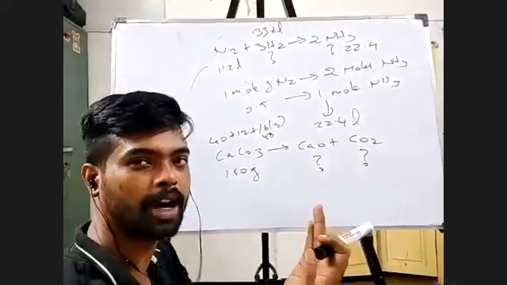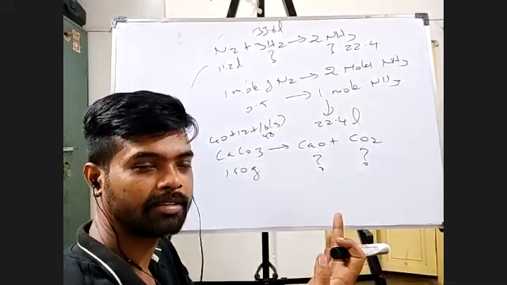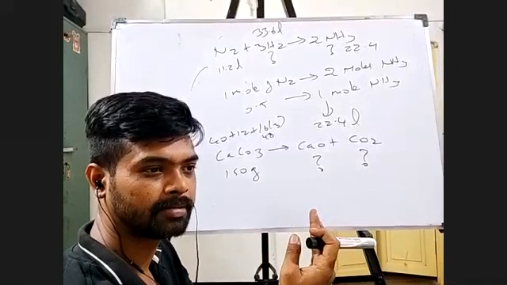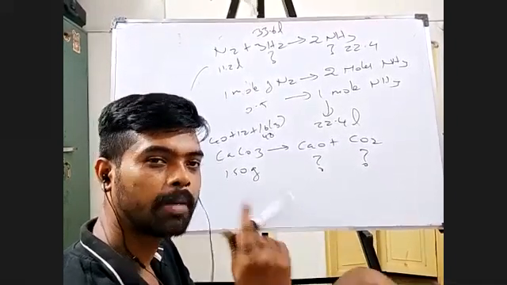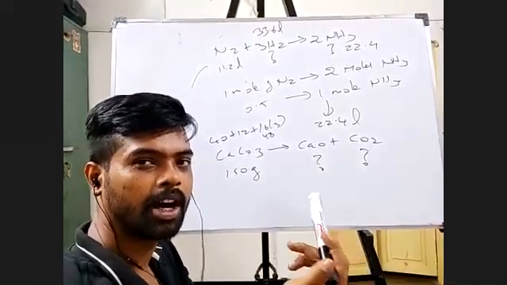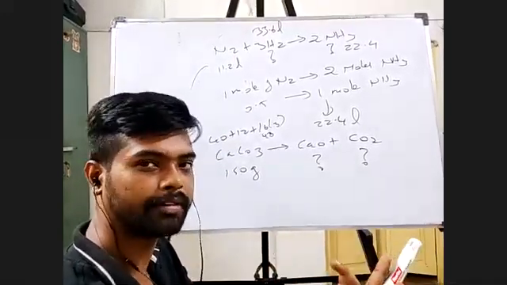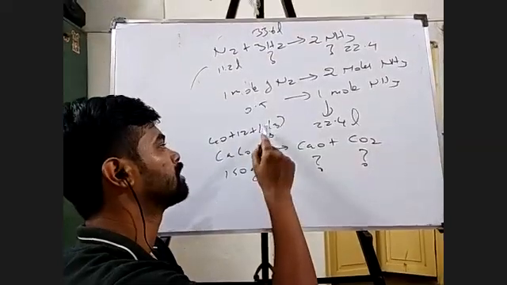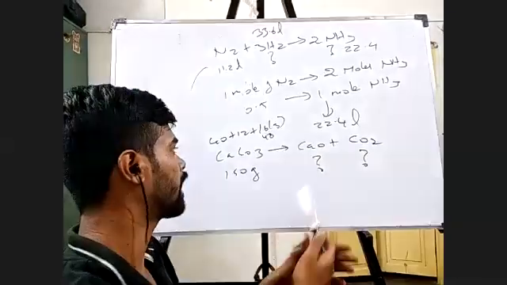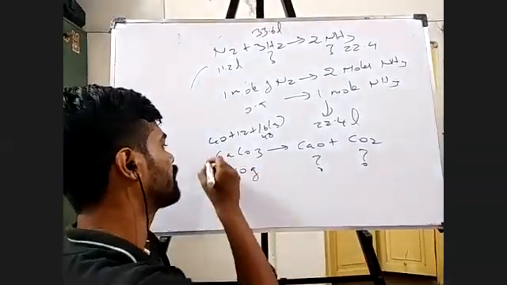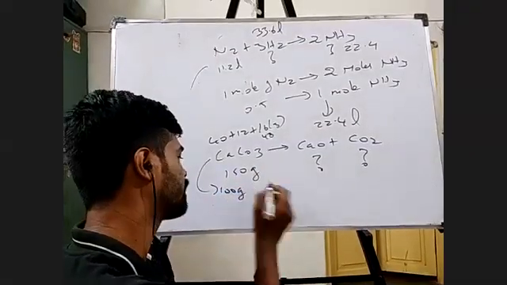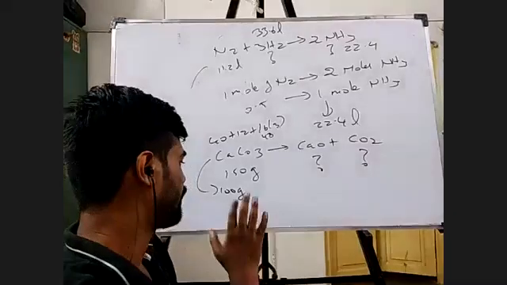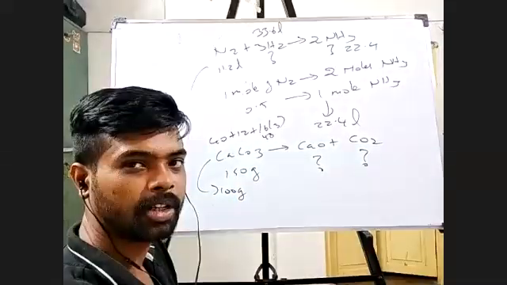What is the mass of carbon? 12 grams, right? Correct. Atomic number of carbon is 6. Atomic mass of carbon is 12. Right. So anyway, 40 plus 12 plus 16 into 3 is 48. Now, if you calculate, you will get the molecular mass of CaCO3 as 100 grams. Isn't it? Right. Fine.